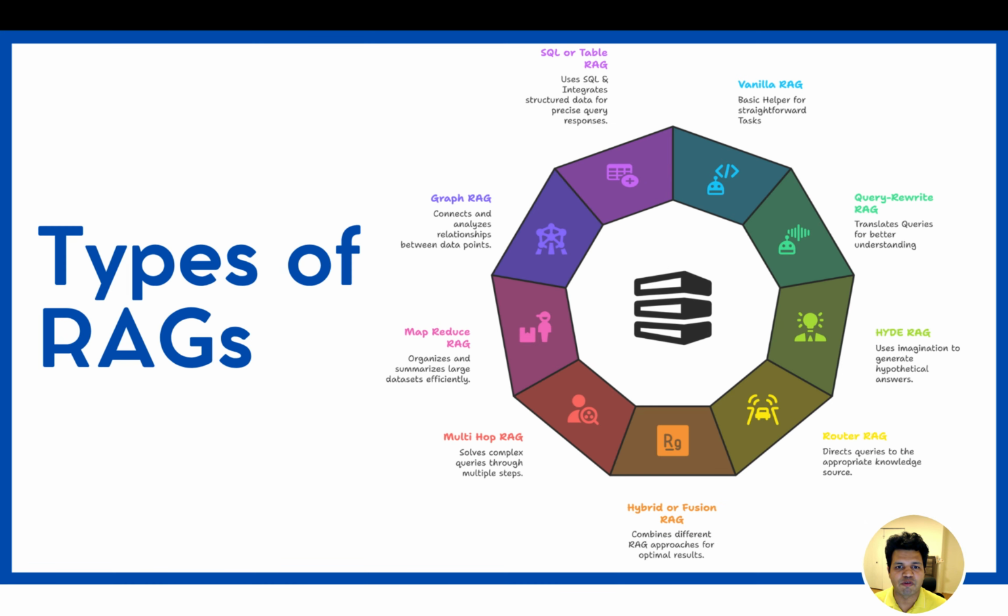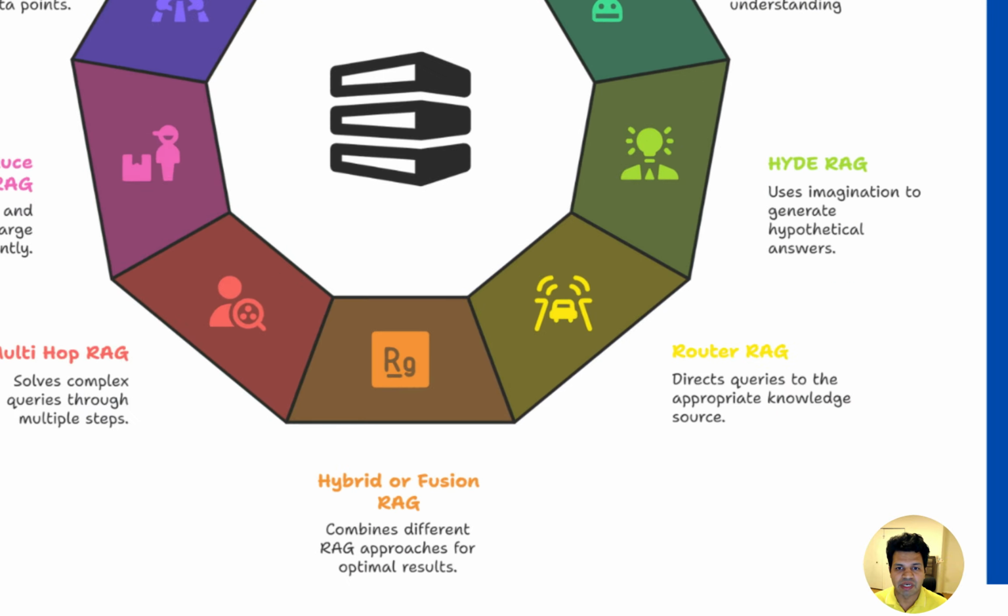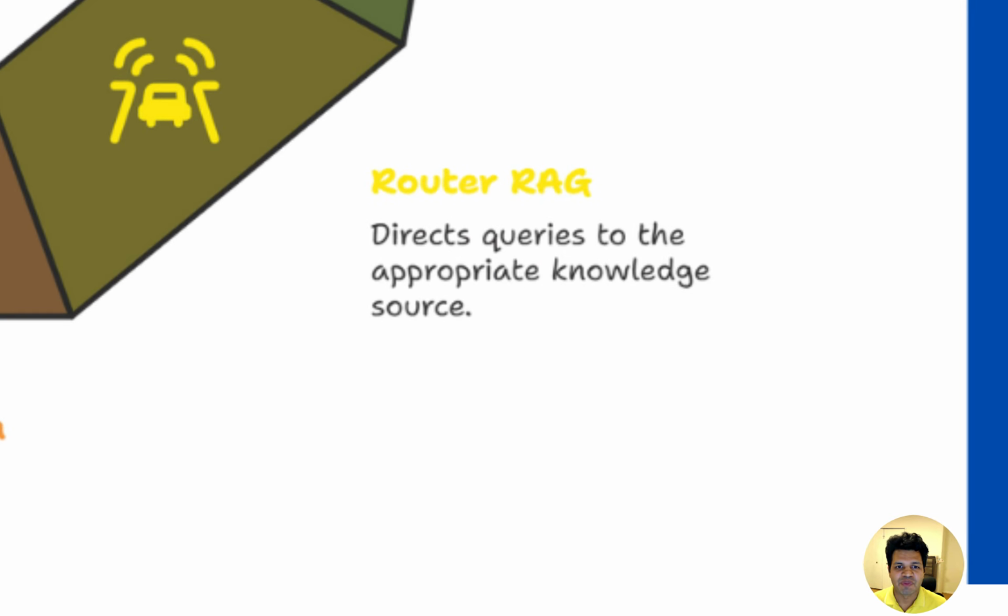Moving on to the next type of RAG, which is router RAG, the traffic police. This one is really a super cool RAG. So router RAG is like a traffic cop for questions. If your question is about finance, it sends it to the finance lane. If it is about school events, it sends it to the event lane. For example, a student asks, "When are my fees due?" Router RAG sends it to the finance database, not the sports one.